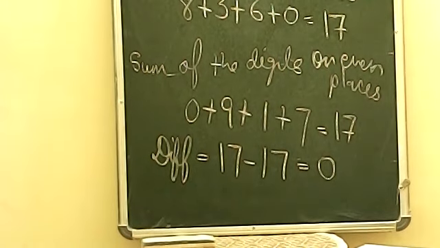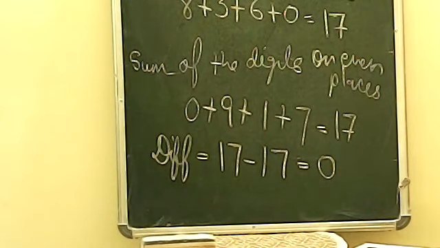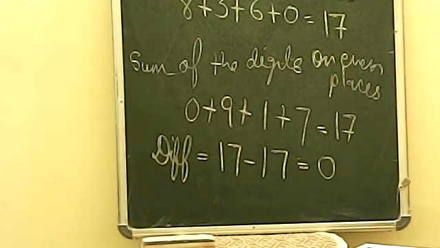Okay, so let me go through a quick recap of these steps. The first step is you have to just mark the even and odd places from the back. Okay, that which places are even and odd, like this.